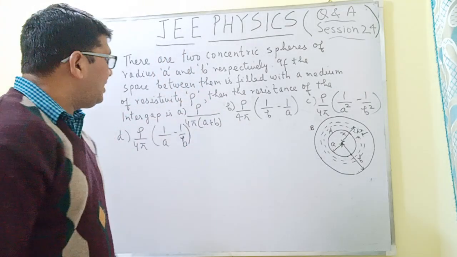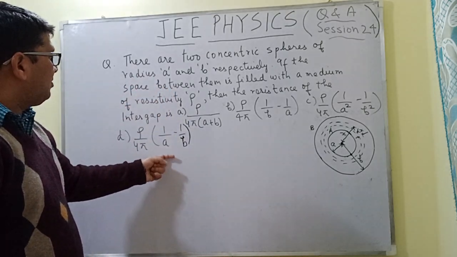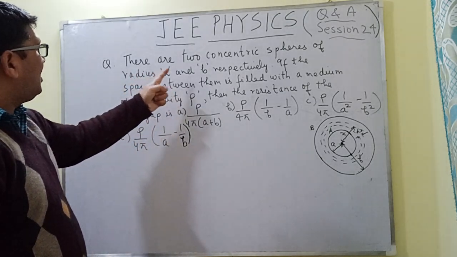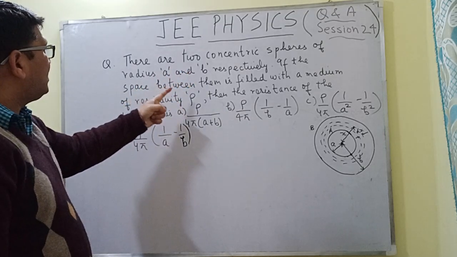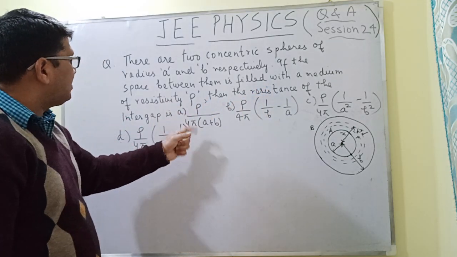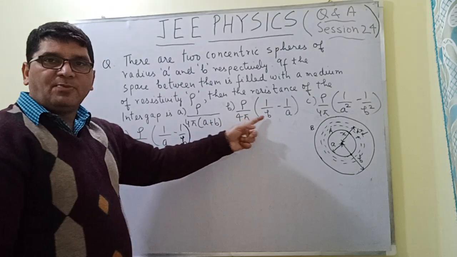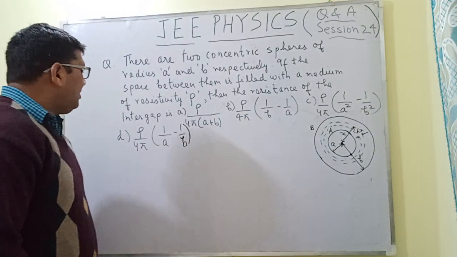The chapter is current electricity, and for this session, I have taken this question, which is written on this board. The question here is: there are two concentric spheres of radius a and b, respectively. If the space between them is filled with a medium of resistivity rho, then the resistance of the intergap is. So there are four options here, and we have to find the correct one.